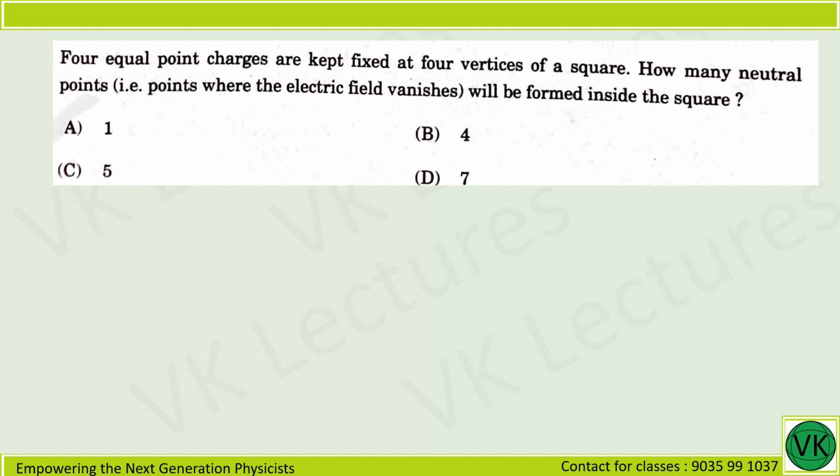And thus the total number of neutral points in a square will be 5.